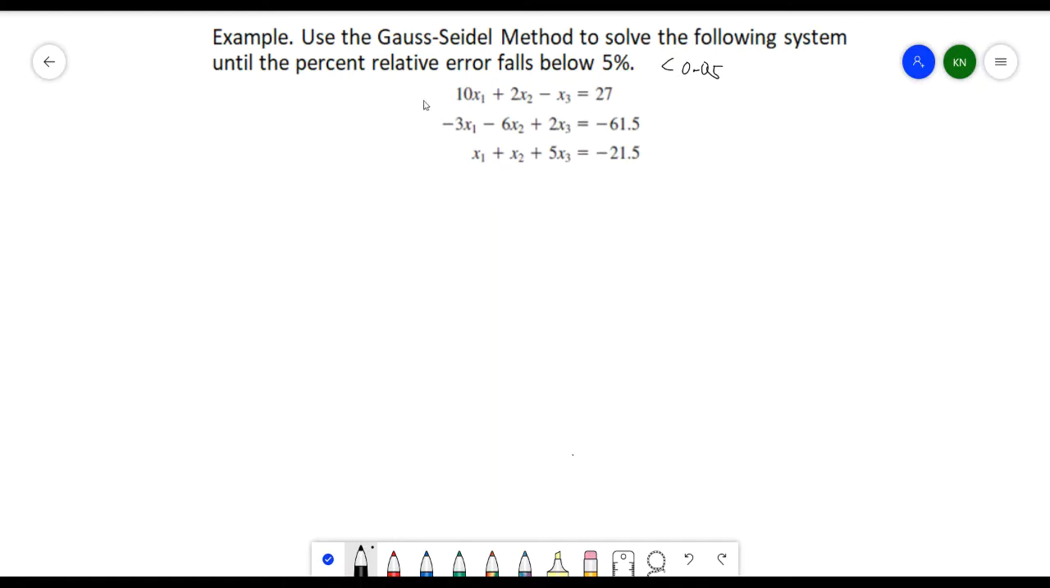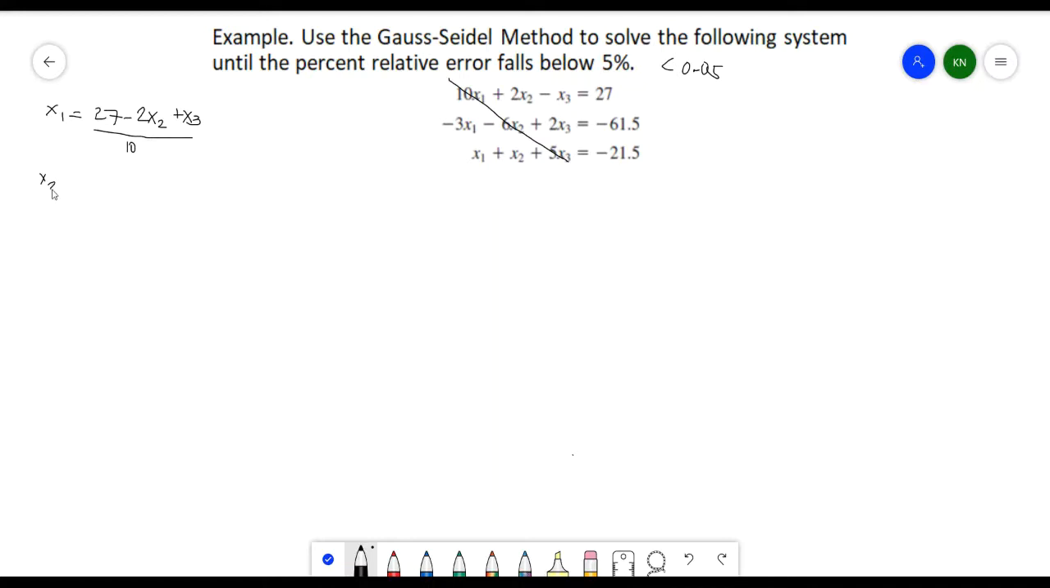From the linear system that we have here, as you can see, the diagonal coefficients are already dominant. So we can already start isolating the equations for x sub 1, x sub 2, and x sub 3. We know x sub 1 is equivalent to 27 minus 2x sub 2 plus x sub 3, all over the coefficient of our x sub 1, which is 10. So this is now the equation of our x sub 1.